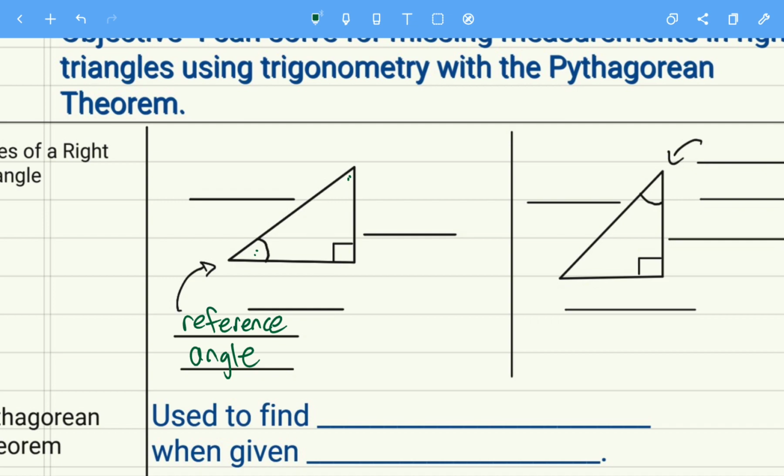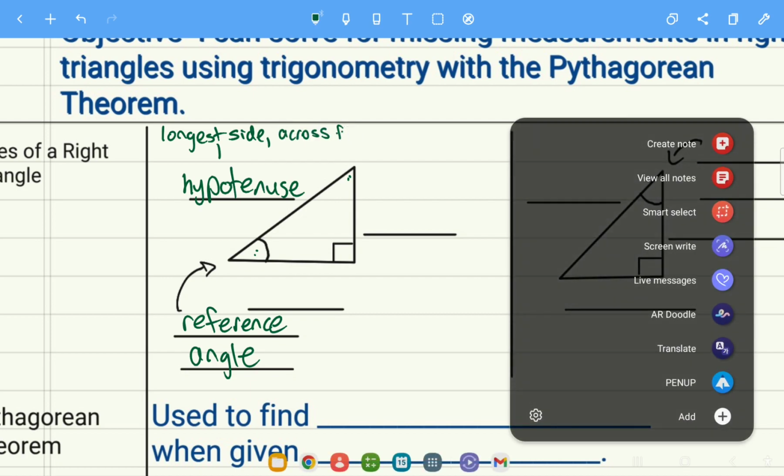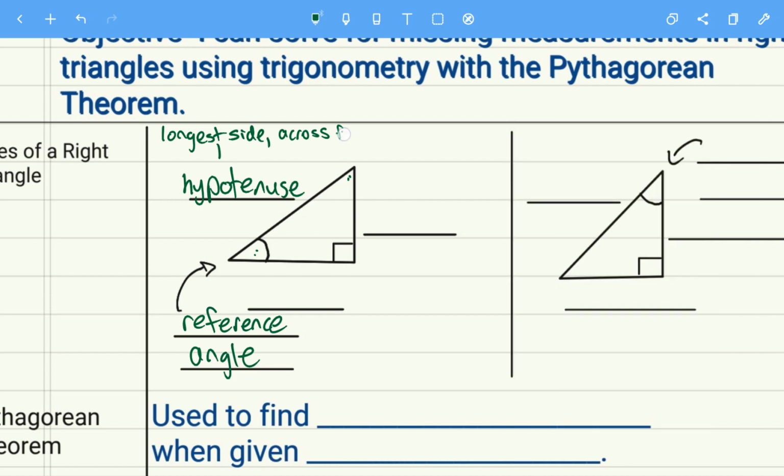Now there are three sides to this triangle. The first one is the hypotenuse, and that is going to be the longest side of the right triangle. So the longest side, it is also across from the right angle. And that is this side right here that I'm highlighting in green.